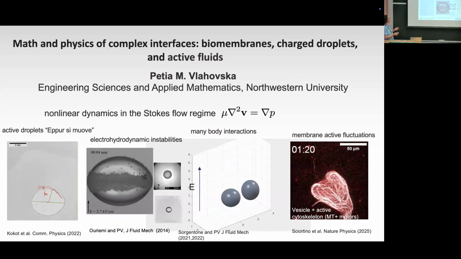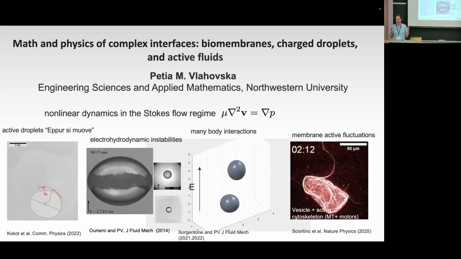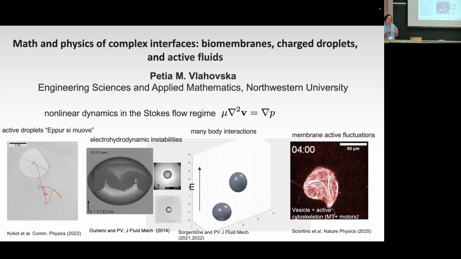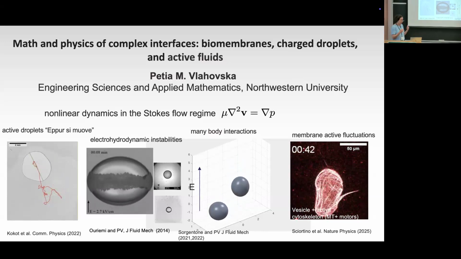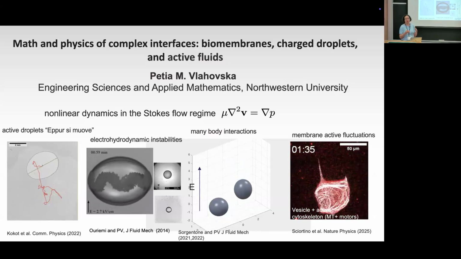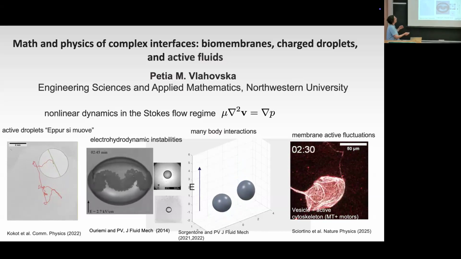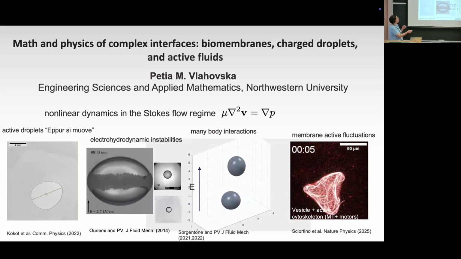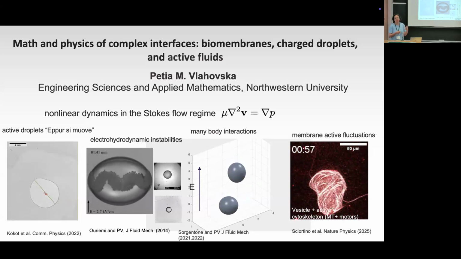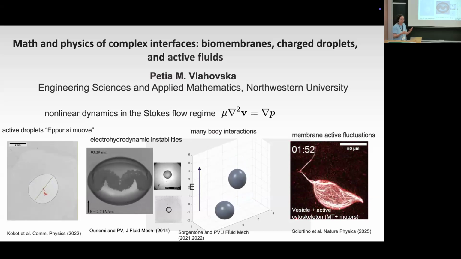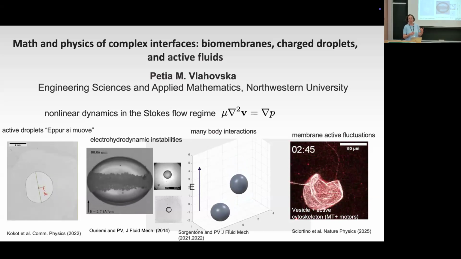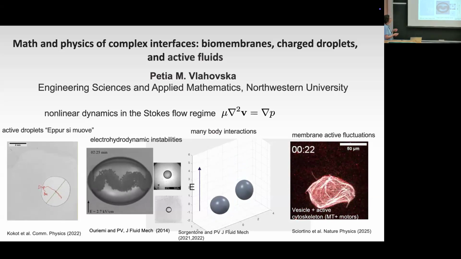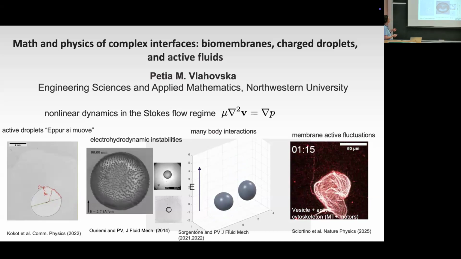So we are broadly interested in problems related to nonlinear dynamics in Stokes flows. So these are fluid flows at zero Reynolds number, so there is no inertia. So they are described by a linear equation relating velocity and pressure. So it's a linear PDE. However, evolving boundary conditions can give rise to a variety of nonlinear dynamics. So these are some examples coming out from my lab.